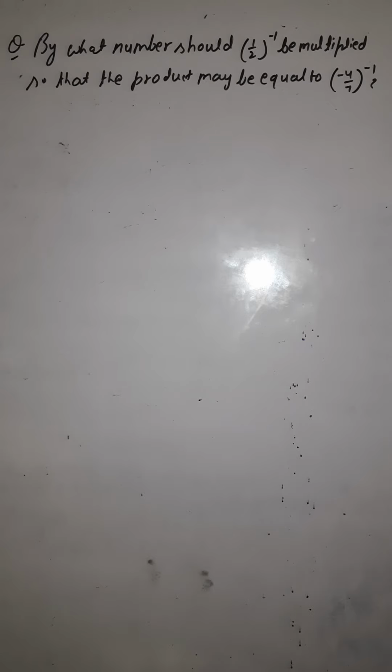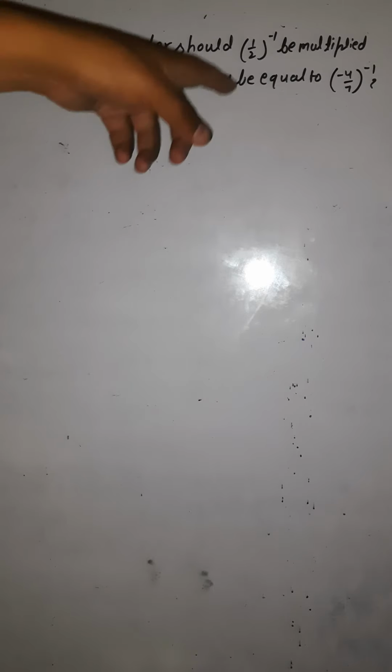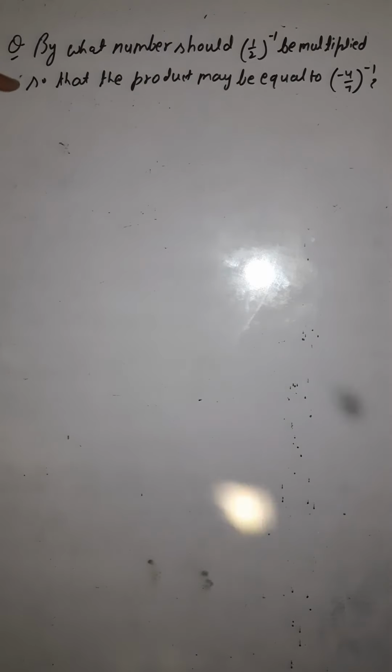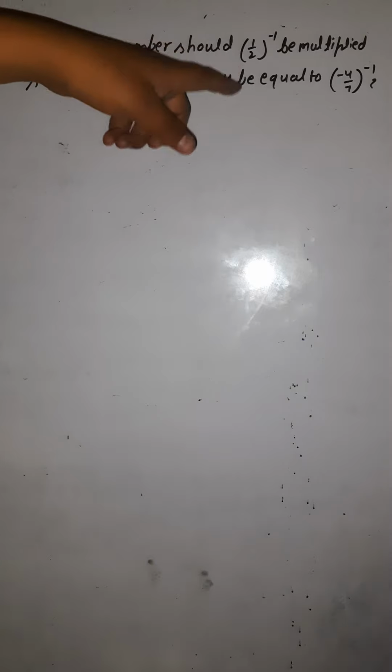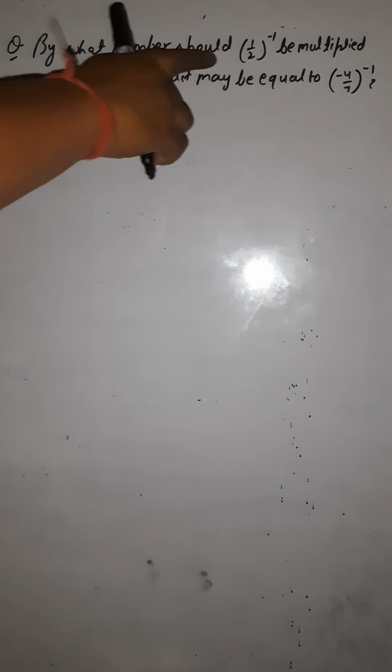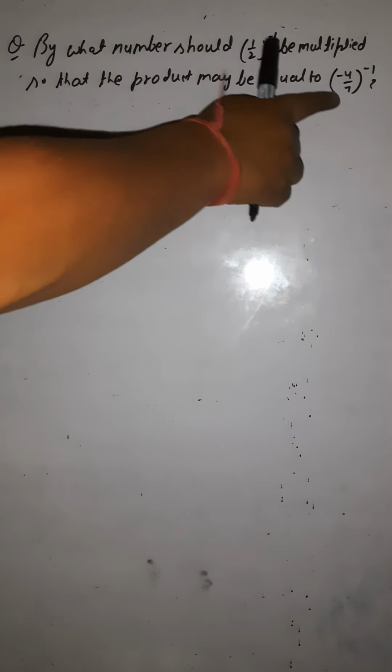So this is the next question here. The question is: by what number should (1/2) raised to the power minus 1 be multiplied so that the product may be equal to (-4/7) raised to the power minus 1? Okay, so similar to the previous one. Let's say I am multiplying this by x and I am getting this much.